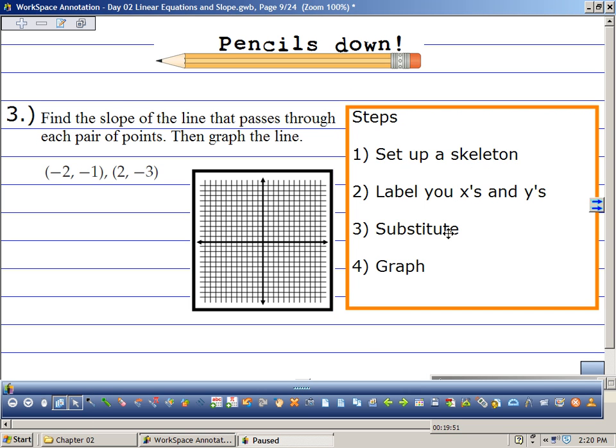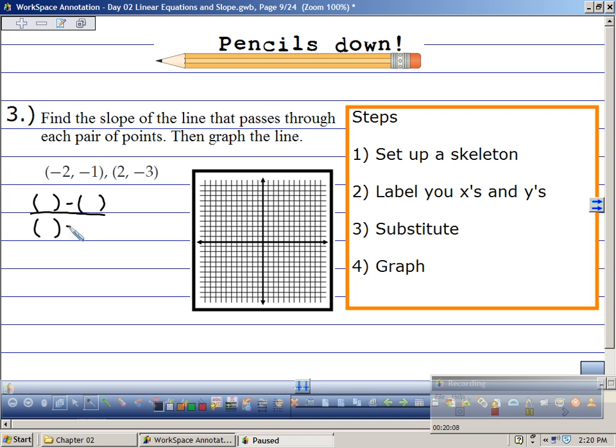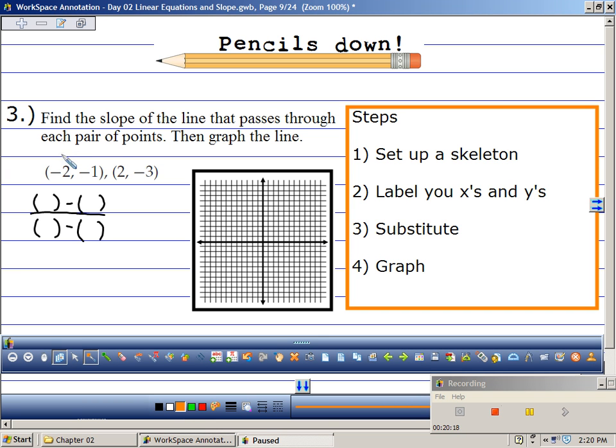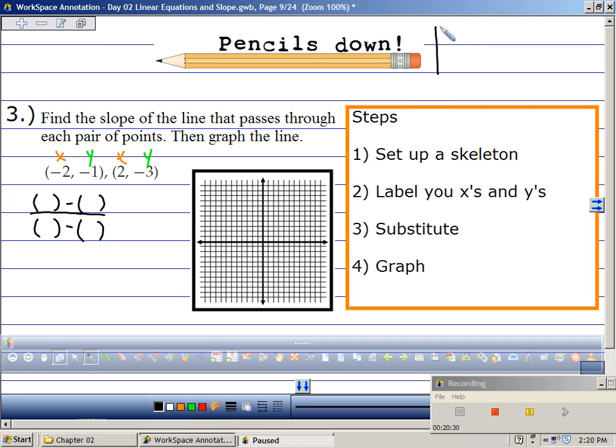All right, let's move on. Pencils down. So we are going to find the slope of a line that passes through each pair of points, then graph the line. My first step, this is the way I do it, I set up a skeleton. Then I label your X's and Y's. I'm going to label my X's. Then I'm going to label my Y's. And I'm going to do a little extra one over here.